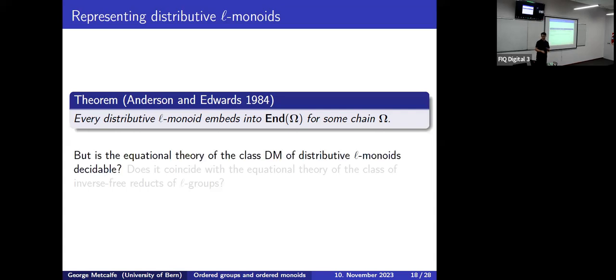Is the equational theory of the class of distributive L monoids decidable? And does it coincide with the equational theory of inverse-free reducts of L groups? Now, for the second question, we might suspect that this shouldn't be the case because we've seen it wasn't the case when we're abelian, and it wasn't the case when we're totally ordered. Also, the first question about decidability, well, these are open questions when we're abelian or totally ordered.